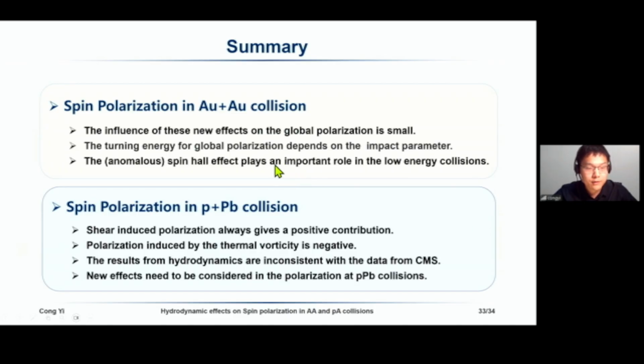For the spin polarization in the p-lead collisions, we found the shear-induced polarization always gives a positive contribution, but the polarization induced by the thermal vorticity is always negative. Our numerical results are inconsistent with the experimental data. Therefore, new non-hydrodynamic effects need to be considered in the polarization at a smaller collision system.